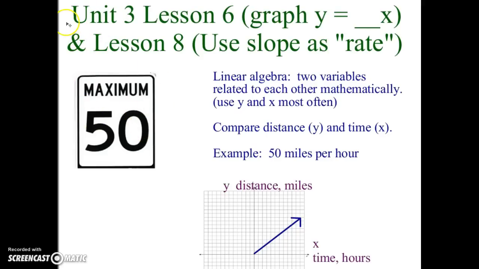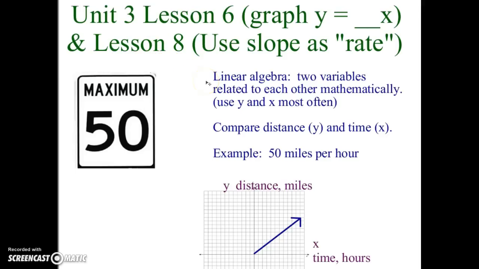We're going to discuss Unit 3, Lesson 6, which is dealing with graphing a simple equation like y equals something x. Y equals 3x or y equals 1/2 x. And then Lesson 8, which deals with using slope as a rate. So we'll talk a little bit more about that term, rate.